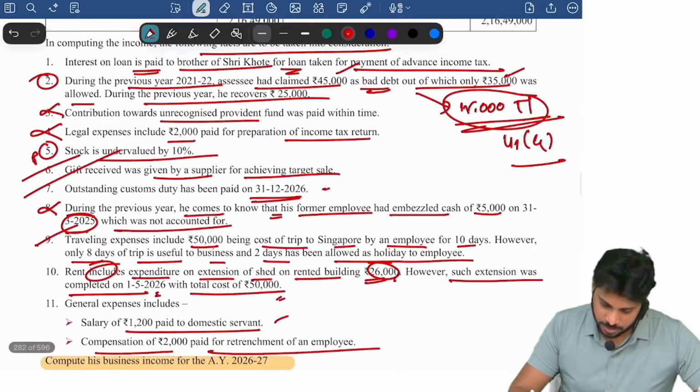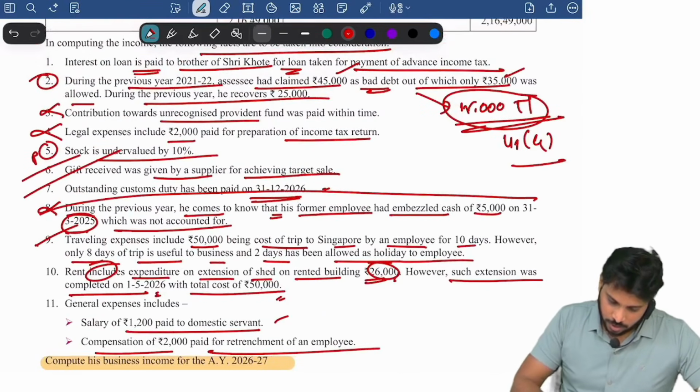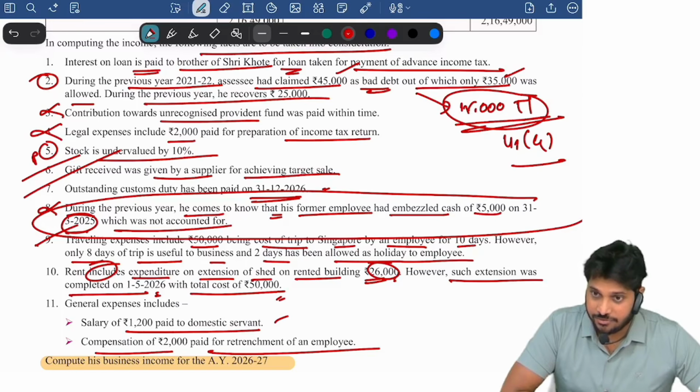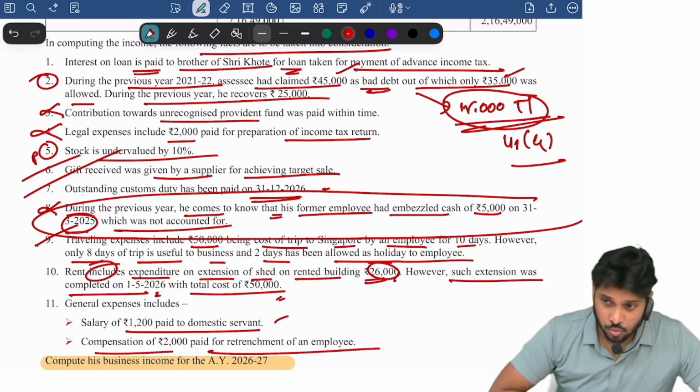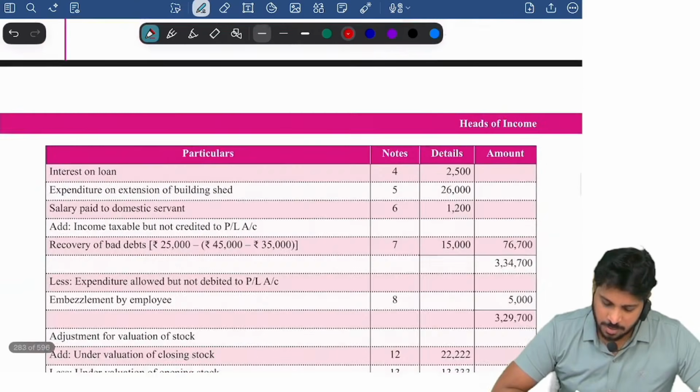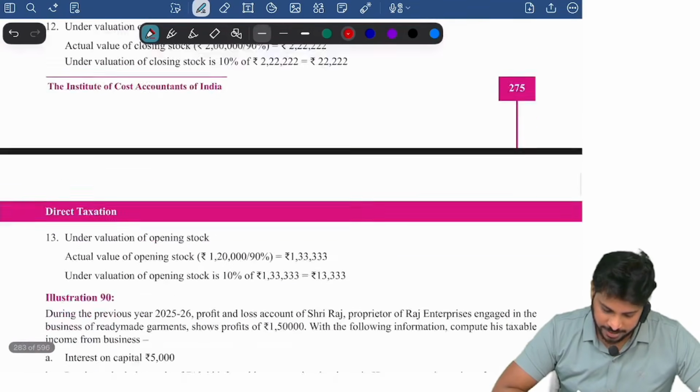This 5,000 rupees here we consider no something. Former employee has embezzled, theft. Yes or no? That they claim it as business loss. But actually under 37 there are some judgments where they say theft is not an expenditure which is allowed as deduction. That's how one judgment says. But here in the CMA book I think they claim deduction, so you can reduce it.